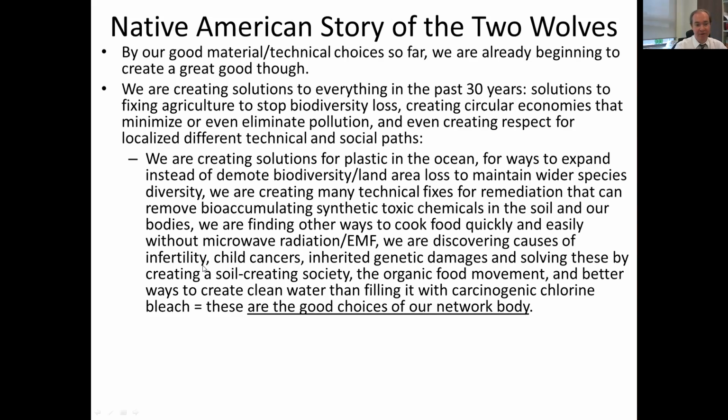We are discovering causes of infertility and all of these things and solving them. We're creating a more soil-creating society and not a soil-destroying society by reinventing agriculture into what's called agroecology, using ecological systems to make agriculture. Ways to create clean water beyond filling it with chlorine. Chlorine is used in most of the world's water systems, but it's a slow-dose poison. I mean, basically it's a neurotoxin and it's carcinogenic. It's not a good choice. It's a cheap choice, but it's not a good choice to fill your body with chlorine every day. Which is really bleach.